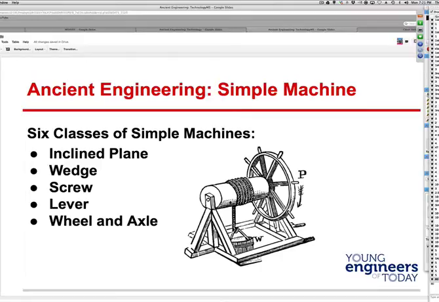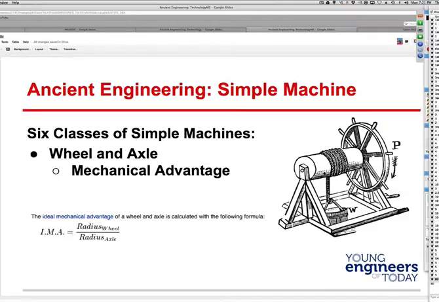All right, and a wheel and axle. You know, it's a classic. We use them everywhere. The IMA of this is the radius of the wheel divided by the radius of the axle. That's your mechanical advantage. The radius of the wheel, go around this. This is diameter. This is radius. And then radius of the axle.